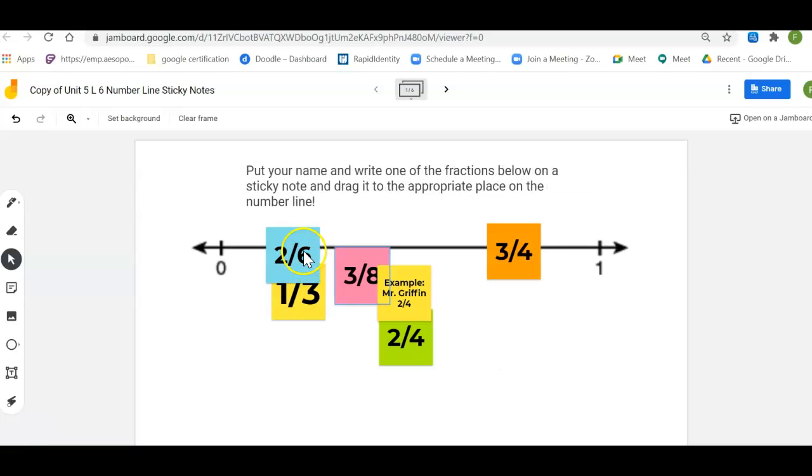Okay, so you've had a chance to go through all of them, and I'm going to give you an idea of where generally these should be close to. So you see where I put my name and I chose 2/4, and that should be right in the middle. 3/4 is a little bit more than 2/4, so I've got that down closer to the end. And 1/3 and 2/6 are equivalent, so they should be in the same place. If I divided this into 3 equal parts, it would be right in here. And 3/8, if I divided this into 8 equal parts, 3/8 would be around this area right here. Okay.